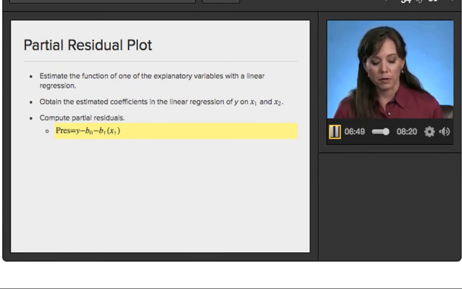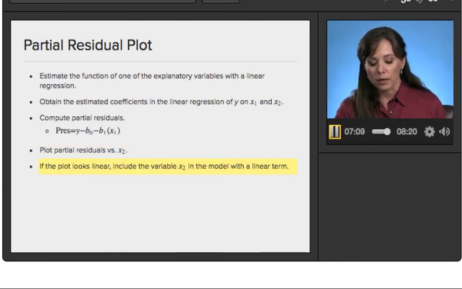I'm sorry, I misspoke. The partial residuals are the observed response, y, minus the term b0 minus b1 x1. So this is just the linear regression with x1 in the model, and then we plot these partial residuals versus x2. What we're looking for is if that plot looks linear, then the variable x2 should be included in the model with the linear term.